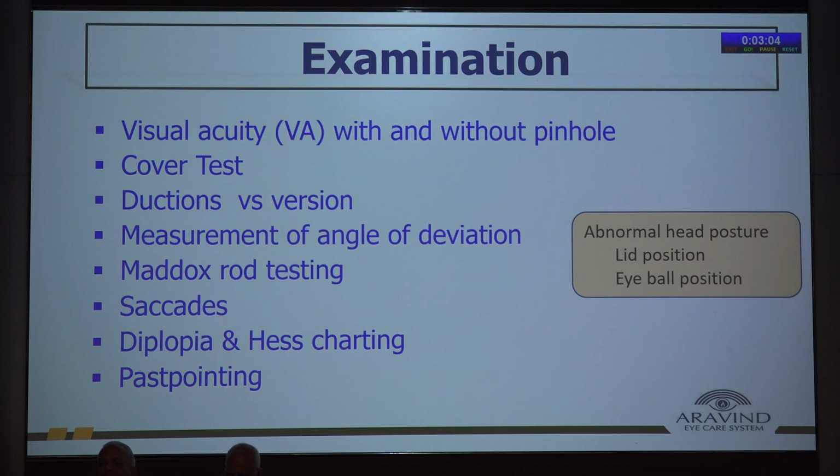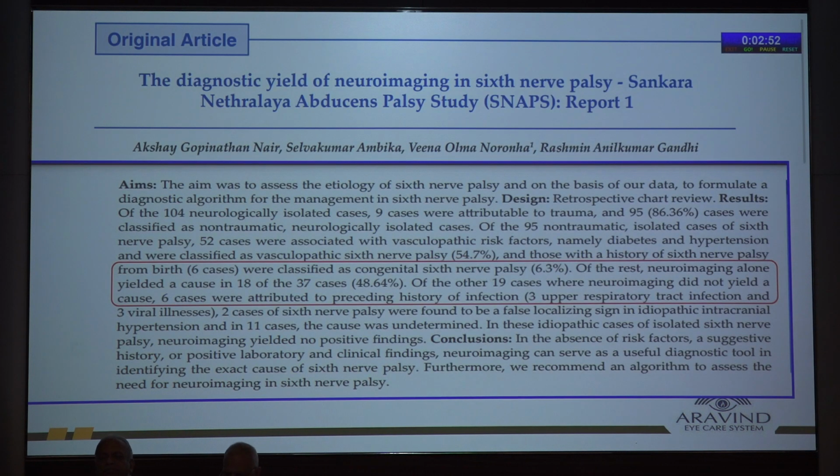And these are the examination tools which you would normally use for any case of diplopia. Mark my point, every patient has to be assessed for abnormal head posture, lid position, as well as the eyeball position. The debate of neuroimaging is always there, where most of the neurologists would go ahead with the imaging, but ophthalmologists would have a rationale whether we would do an imaging at the first visit or at the second visit.